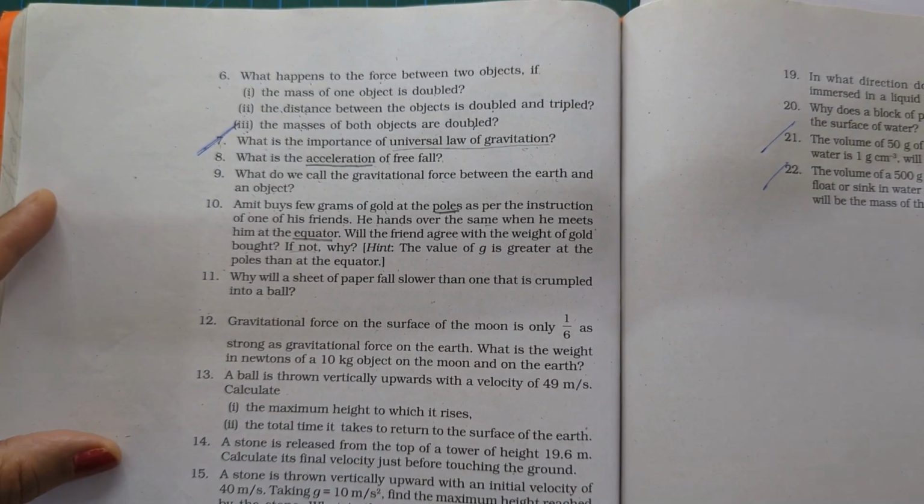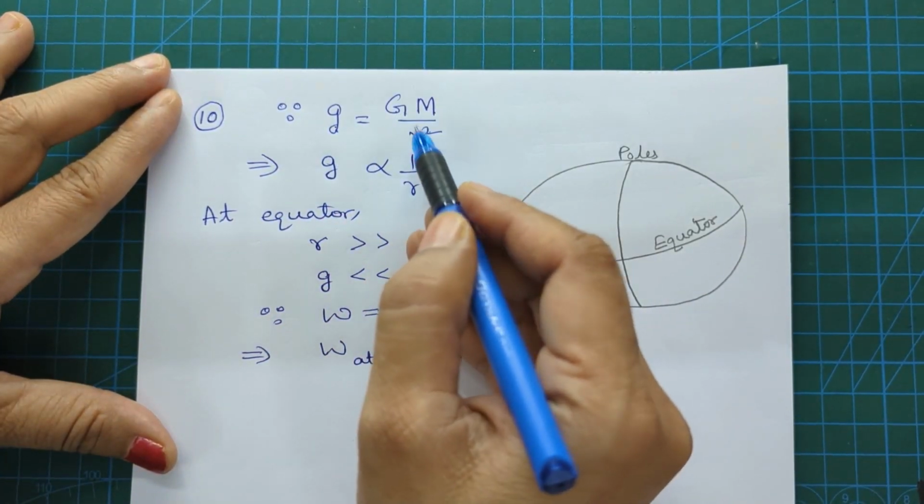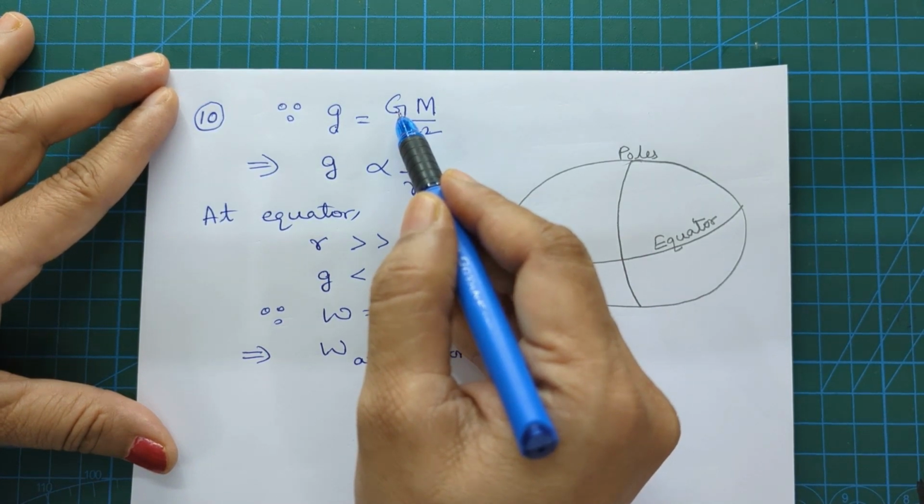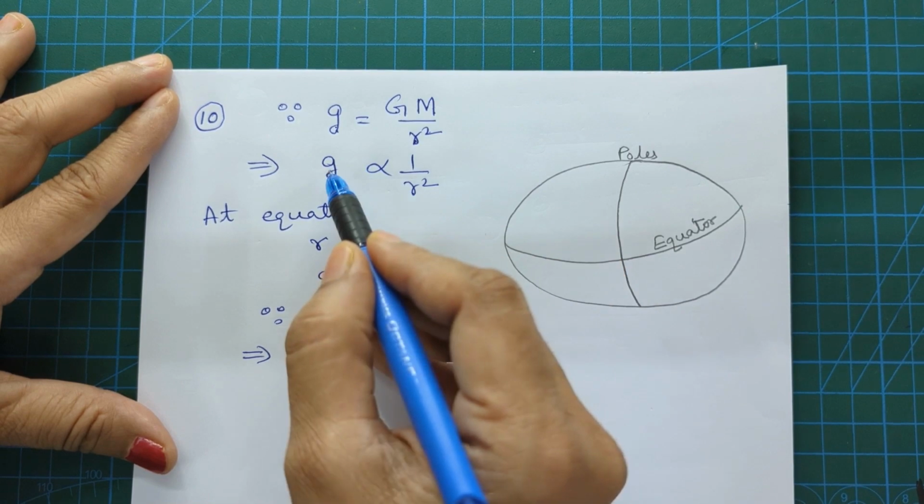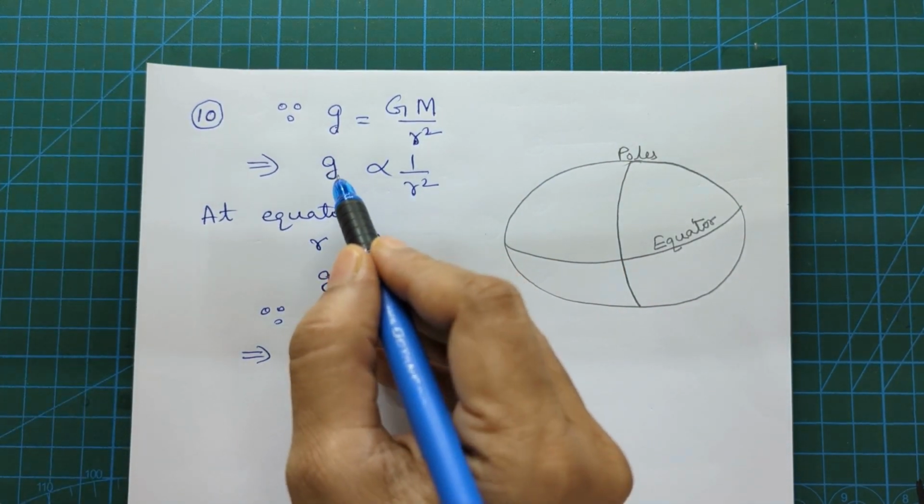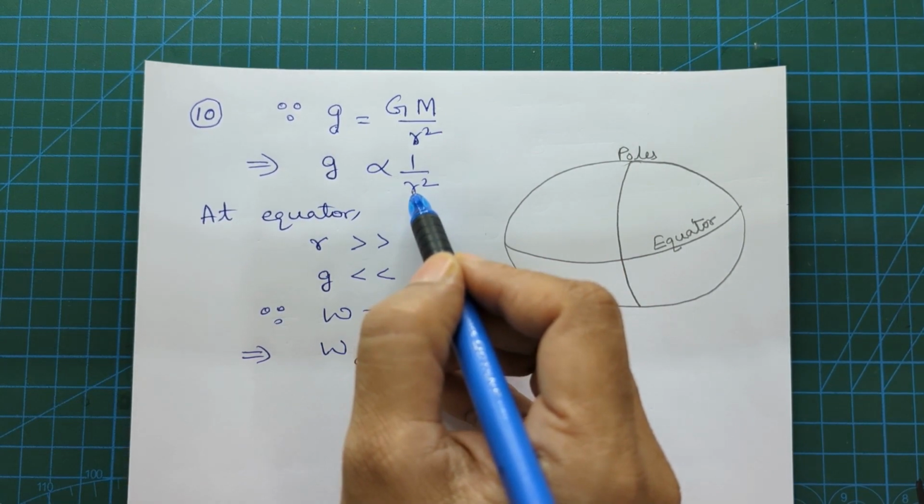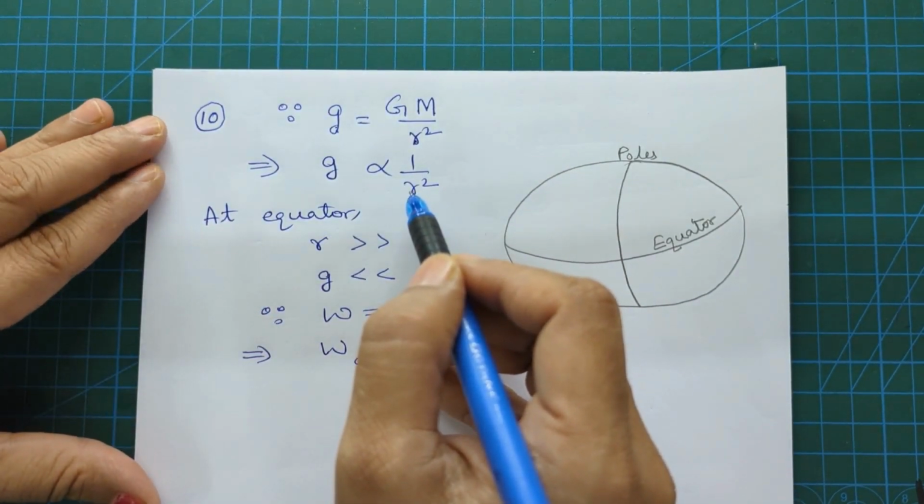Let's answer this. Since acceleration due to gravity is GM by r square, where G is the universal gravitational constant, M is the mass of the planet, r is the radius of the planet. So acceleration due to gravity at a place or a planet is inversely proportional to the square of the radius of that planet, or the distance between that point and the center of the planet.